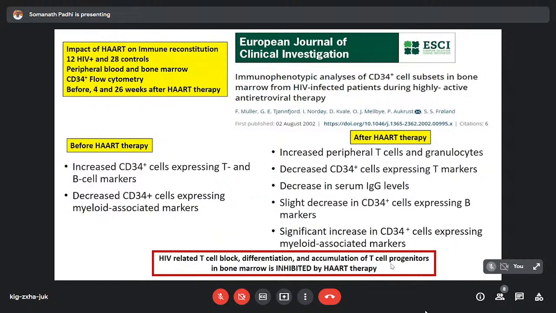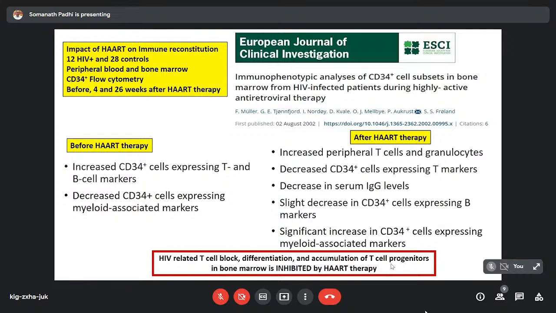To prove this, there is an investigation on the immunophenotypic analysis of the CD34 positive cell subset in bone marrow from HIV infected patients during highly active antiretroviral therapy. They took 12 HIV positive and 28 HIV negative control subjects, and both peripheral blood and bone marrow aspirate samples were subjected to flow cytometry using CD34 monoclonal antibody. They analyzed the flow cytometric expression of CD34 before antiretroviral therapy, at 4 weeks, as well as 26 weeks after the initiation of therapy.